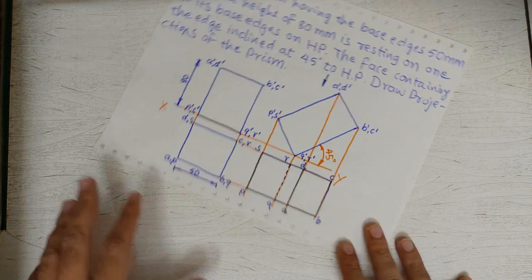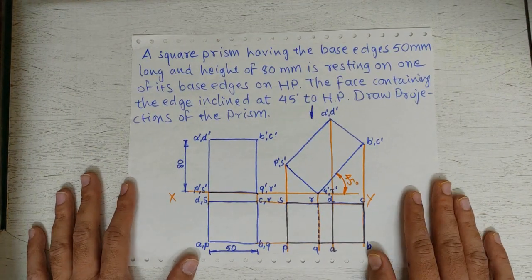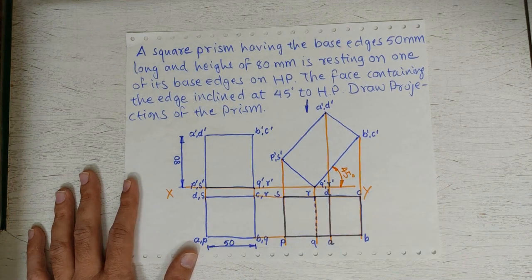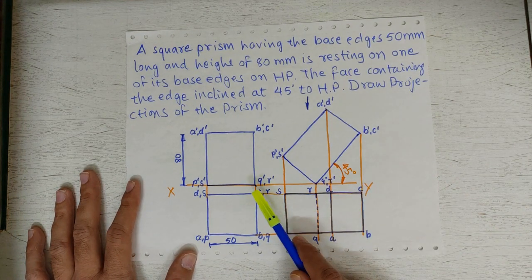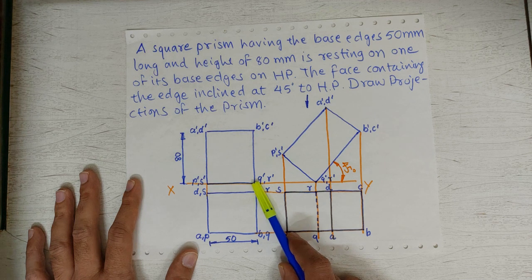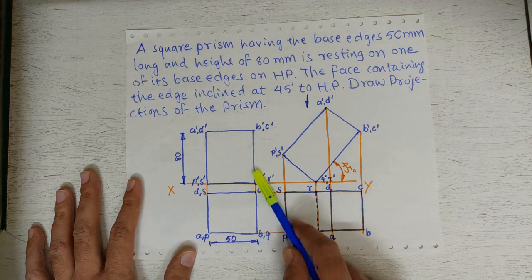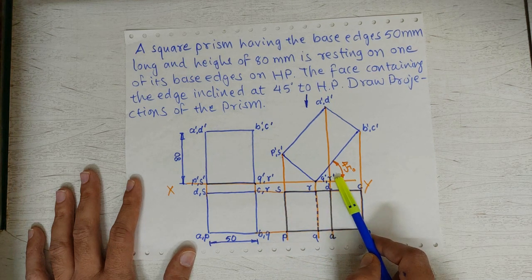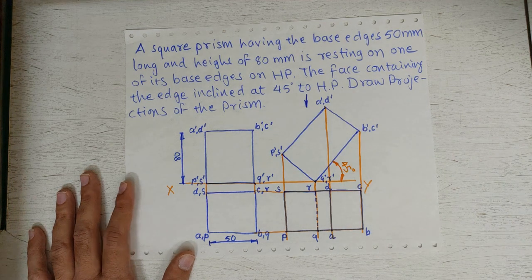So, this is the problem of a square prism. So, this is the solution. Just to recall, in this particular problem, it was required to keep one edge of the base of the prism on HP, and the face containing that edge should be inclined at 45 degree to VP. So, that is what we have solved so far.